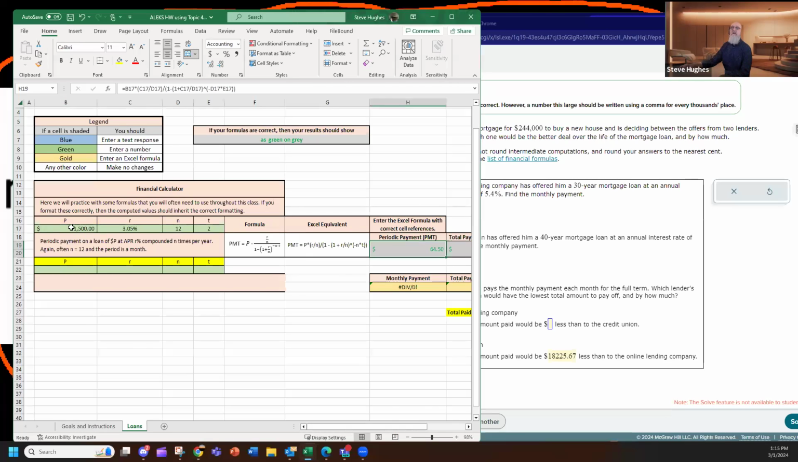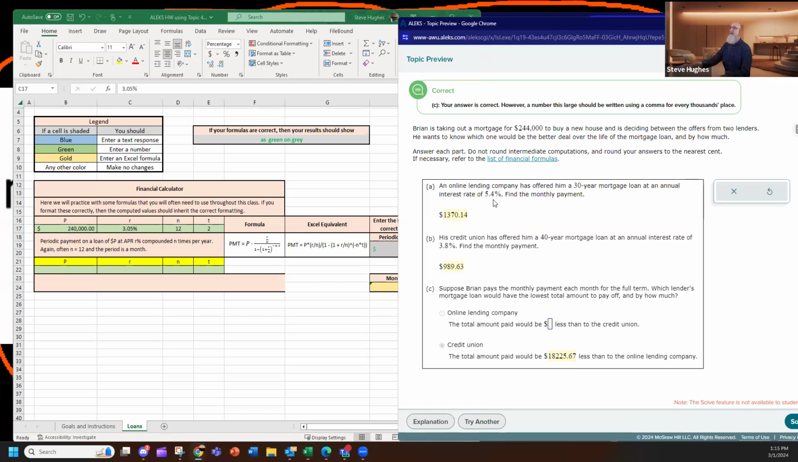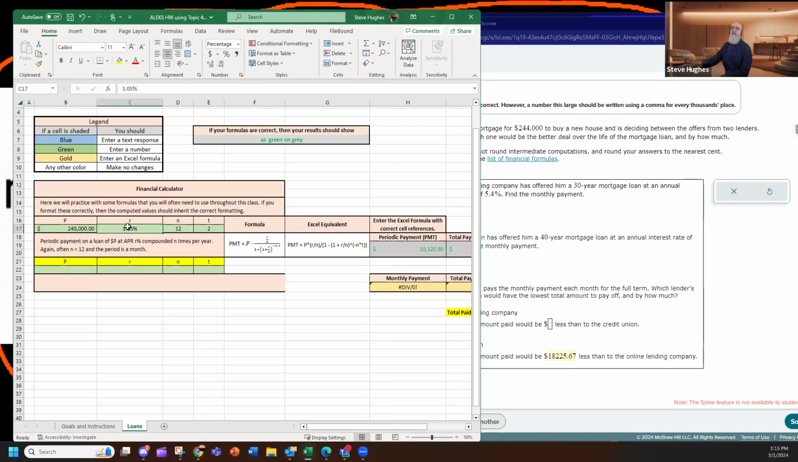$244,000 is the mortgage. So just type in 244,000. Be careful for the zeros, right? He has an interest rate of 5.4%. So, whoops, gotta be careful for the decimal places here. All right, 5.4%. Let's make sure we enter that correctly so we get an actual decimal. There we go.